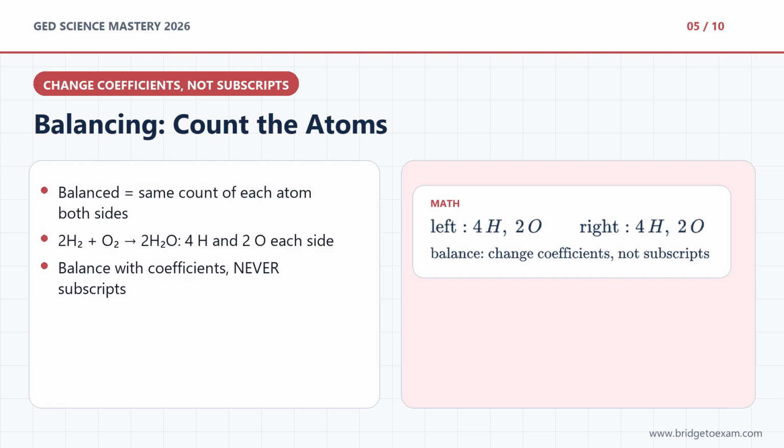A balanced equation has the same number of each atom on both sides. Let's check our water equation. On the left, 2H2 gives 4 hydrogen atoms, and O2 gives 2 oxygen atoms. On the right, 2H2O also gives 4 hydrogen atoms and 2 oxygen atoms. 4 hydrogens and 2 oxygens on each side. It is balanced. And here's a rule you must never break. To balance an equation, you change the coefficients, the big front numbers, never the subscripts. Changing a subscript would change the substance itself into something else entirely.